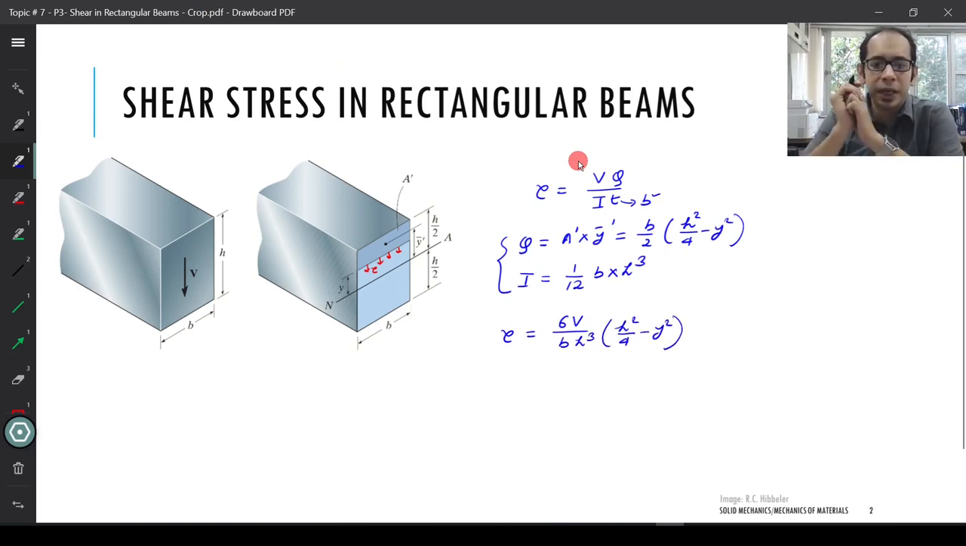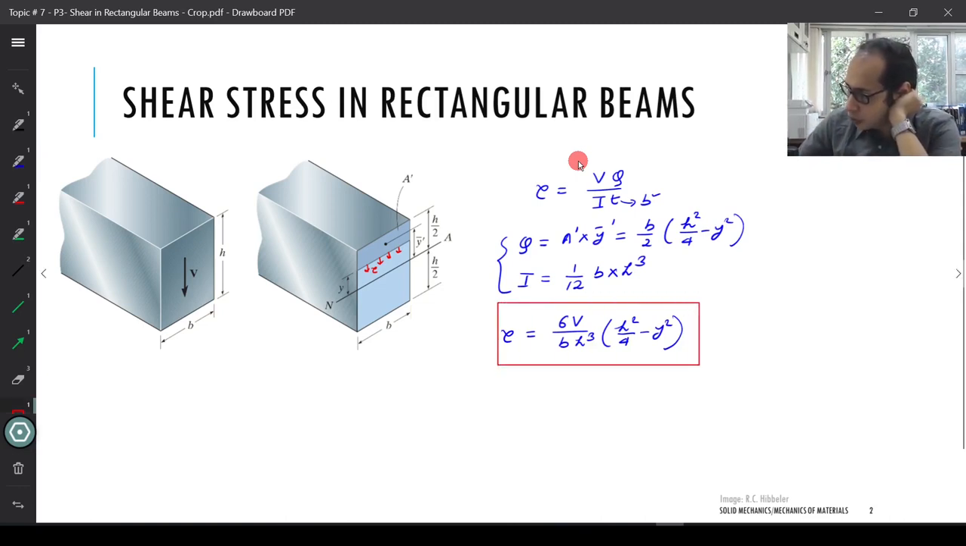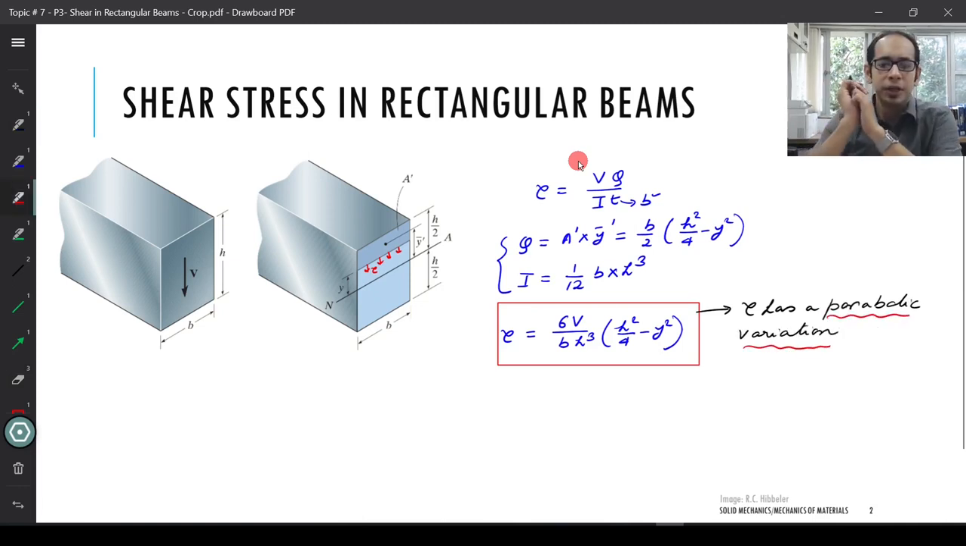So this is the expression of tau that we get, right? If we highlight this expression, what do you see? Just from an initial glance, from the nature of the expression itself, it's a quadratic variation. So tau has a parabolic variation across the cross section. Let's make a quick note of that: tau has a parabolic variation, as you can see.